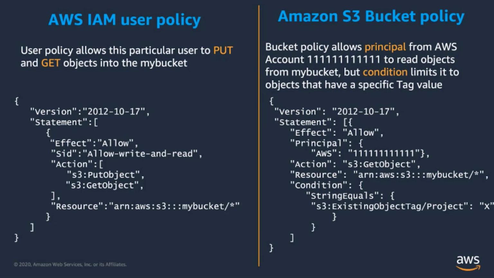Our version is going to be the same version as always. Our statement is effect, allow, principal, AWS, and our account number. Our action is get object. Our resource is mybucket/*. I'm not going to list the whole ARN every time, just the bucket part. So mybucket/*, objects within my bucket. And my condition is StringEquals s3:ExistingObjectTag/project: X. That would mean that there is already a tag on the object where the name is project and the value is X. That would limit this user to only being able to get objects that have that tag.